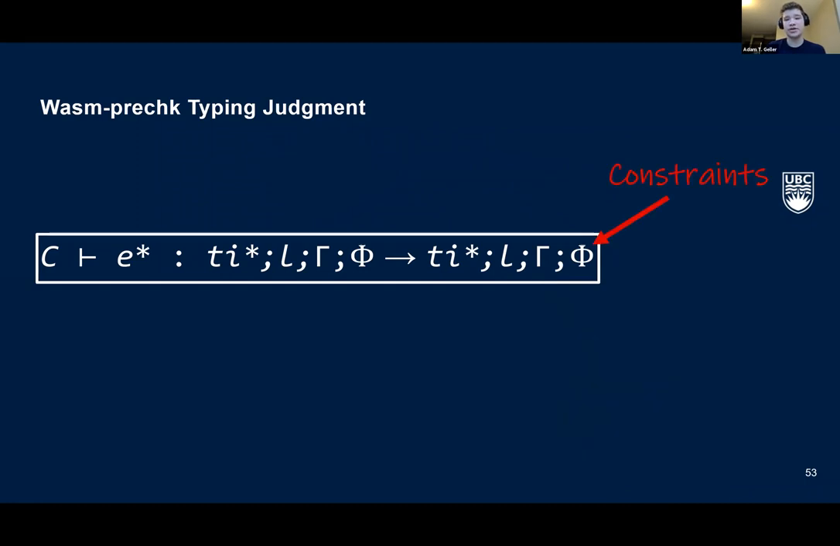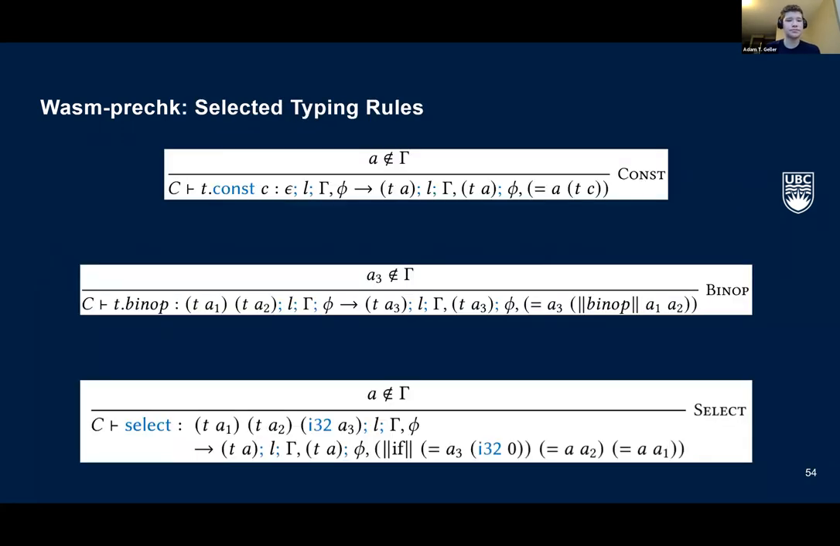And we have phi, which is the set of constraints. And the reason we have phi and gamma both in the precondition and postcondition, well, as Ross said, we're adding constraints to the constraint set. So in the postcondition, we will have potentially more constraints than we did in the precondition as we learn things by type checking instructions. So now we can take a look at the typing rules.